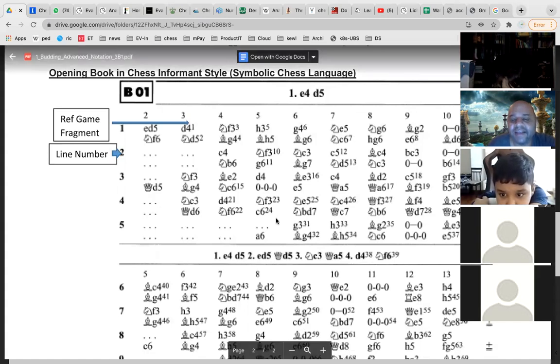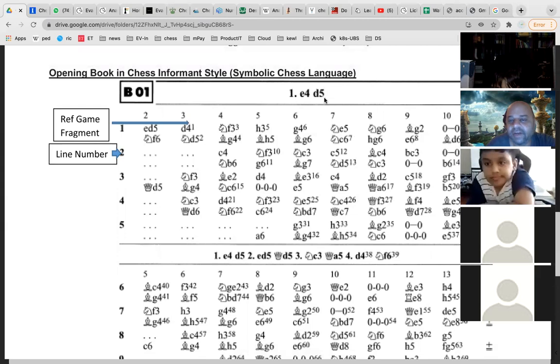And the way they write it is this. See, at the top is the topical line. It is called topical because everything else in that table follows after whatever is given here. So here it is given 1. e4 d5. What does e4 d5 mean?